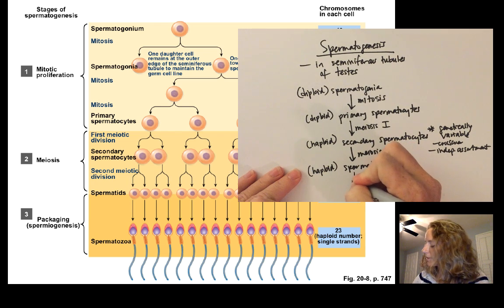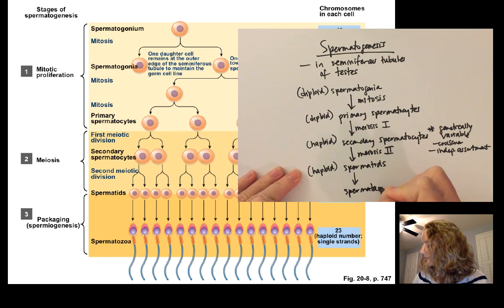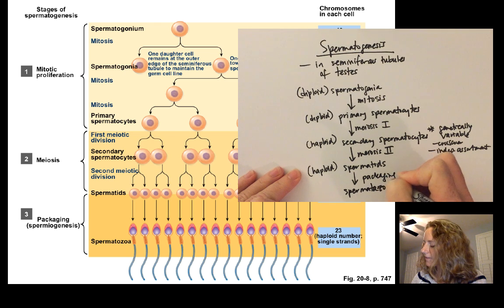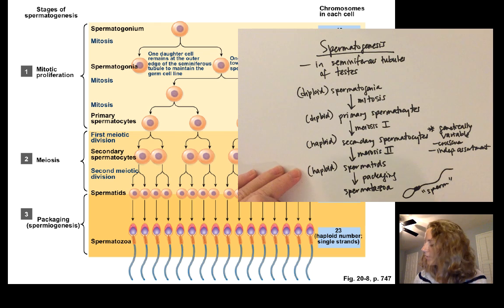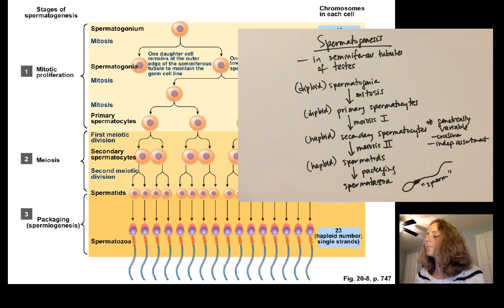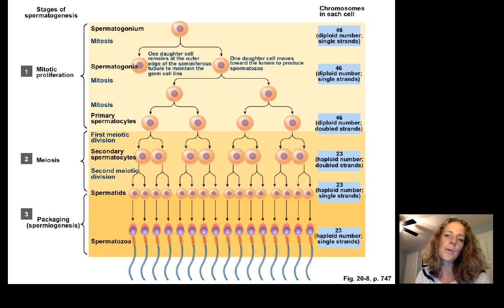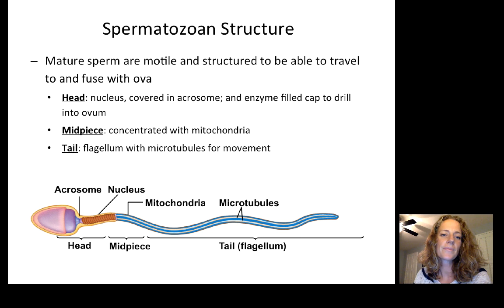From there, then, the spermatids will become spermatozoa through packaging. And this is the specialized process of making the head, the midpiece, and the tail of what we commonly call sperm. So that is spermatogenesis.